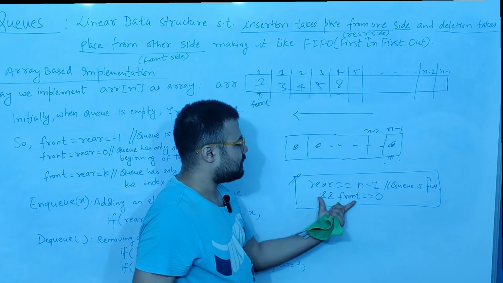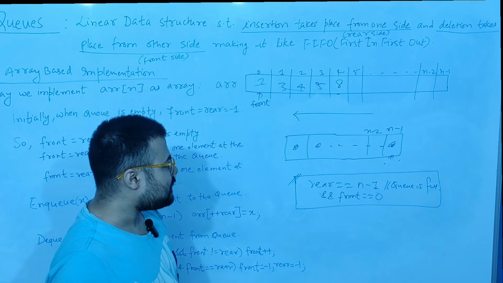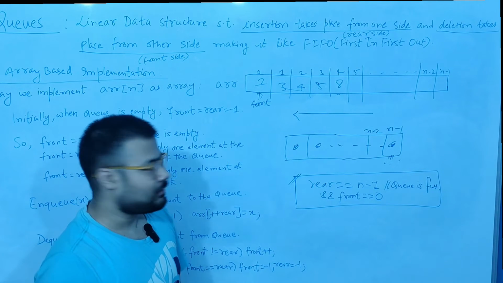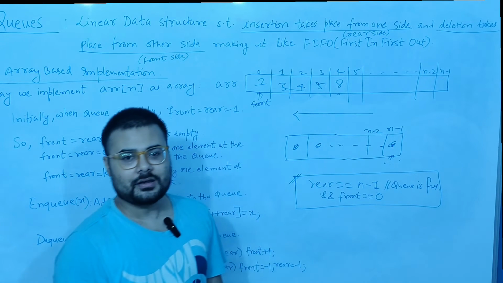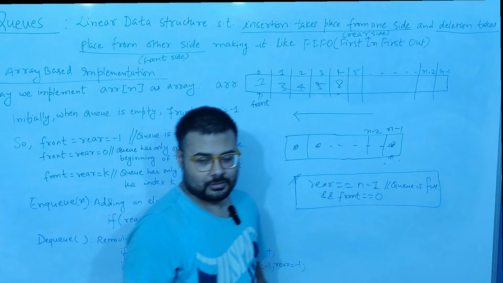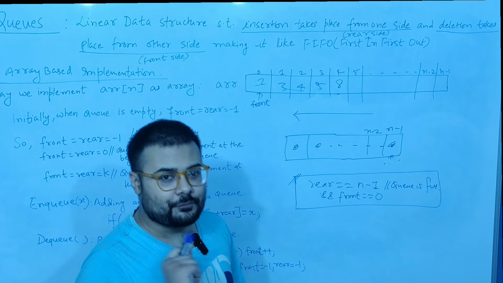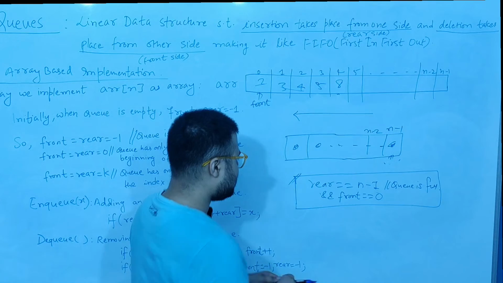Now you may be thinking, what is this? Queue is full when front is 0. Can it happen that front is not 0 and rear is at n-1? Yes, it can happen. Why? Because you can delete elements from the front side. And what happens when you delete elements from the front side? See this.